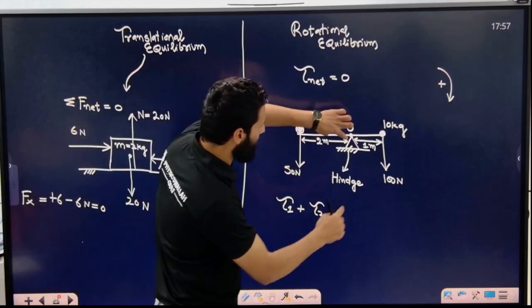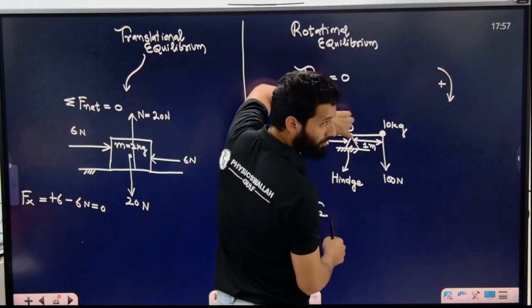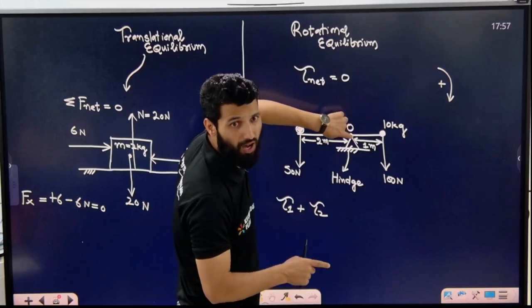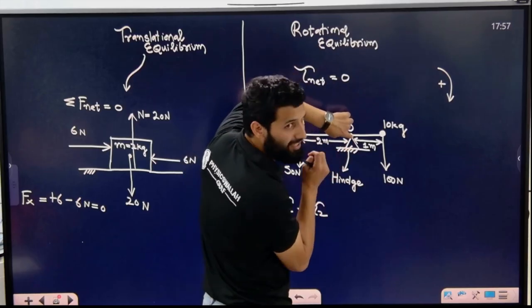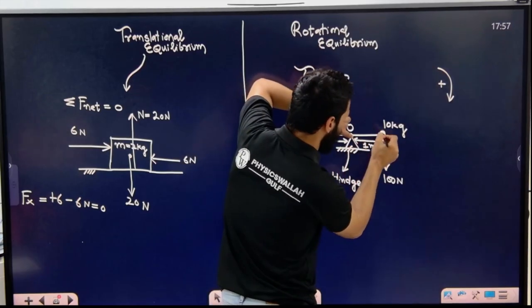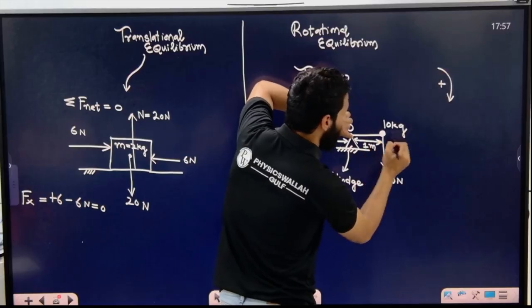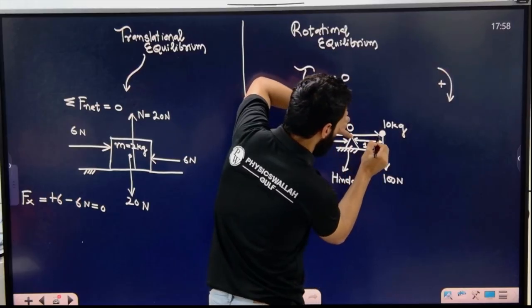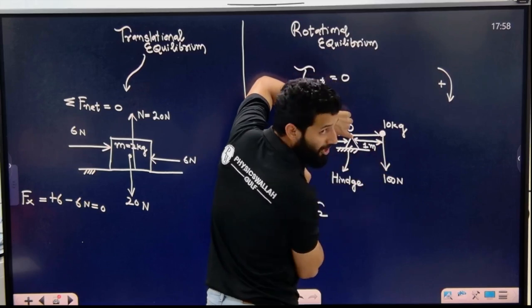Tell me, torque 1. What is torque equal to? Force into perpendicular distance, called R cross F, which is R F sin theta. This is R, this is F. What is the angle between them? 90 degrees. What is R? 1. This is F. How much? 100.